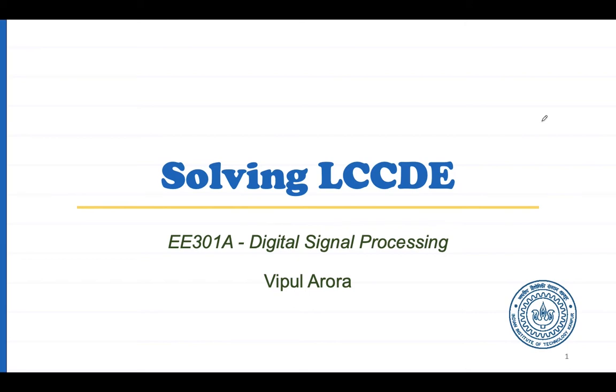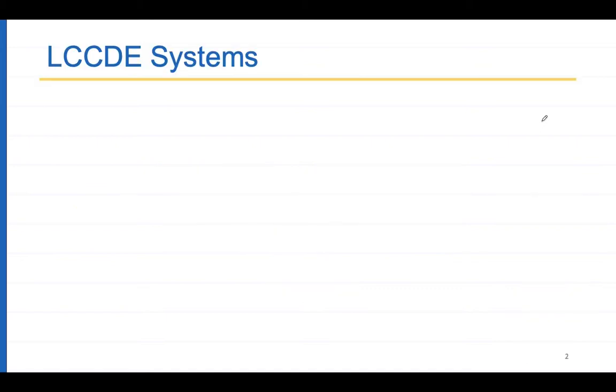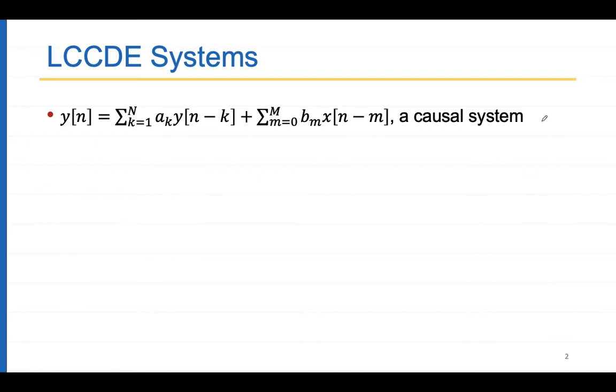Welcome. In this video, we'll be discussing linear constant coefficient difference equations again, but now we'll be looking into solving these LCCDEs with the help of Z transforms. So what is an LCCDE? Just a recap. In this LCCDE formulation, you represent your output as a sum of inputs at the present moment as well as in the past instances, plus the previous outputs.